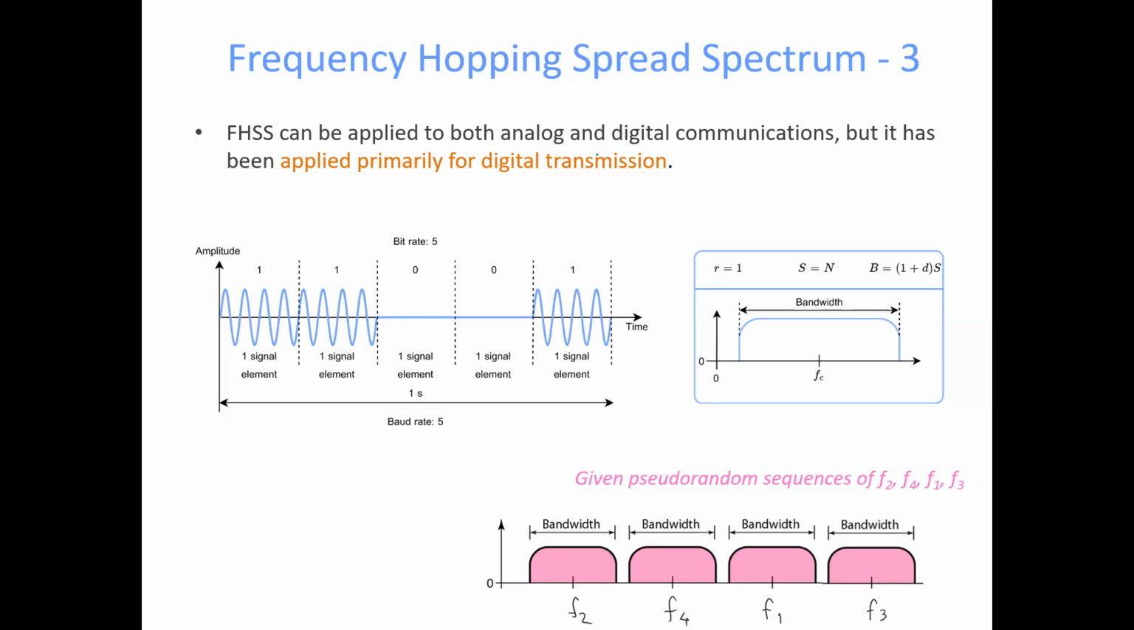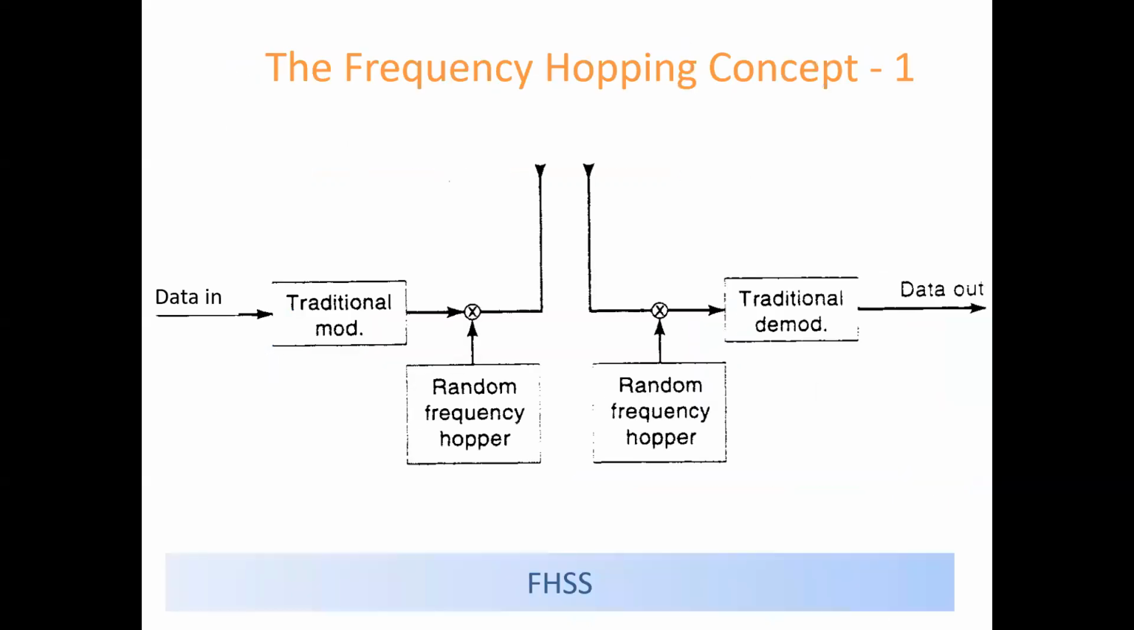And it can apply to analog and digital communication, but nowadays we apply it primarily for digital transmission, because any information we get, we convert it to be digital before transmission because it has more benefit than an analog signal, right? So it's applied mostly for digital transmission, for frequency hopping spread spectrum.